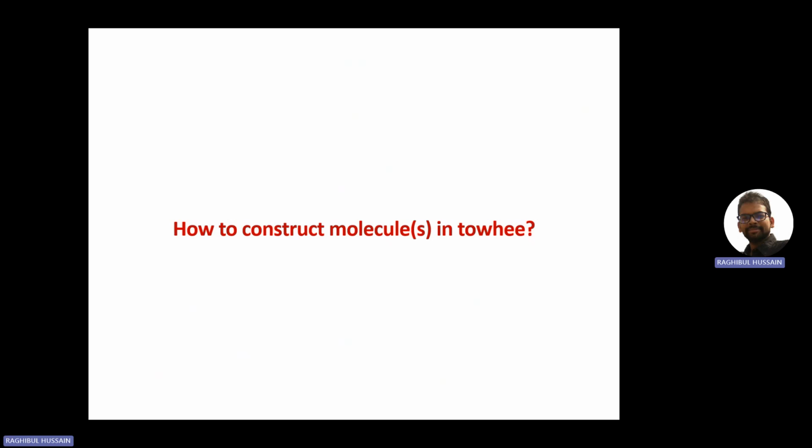What are the different parameters? Right. So this part is important. Your whole simulation will depend on how you define the molecule.